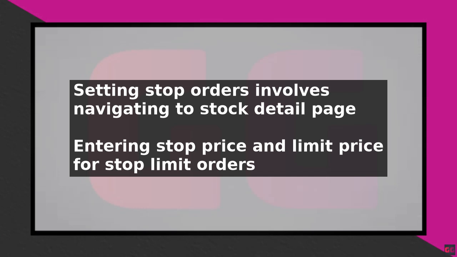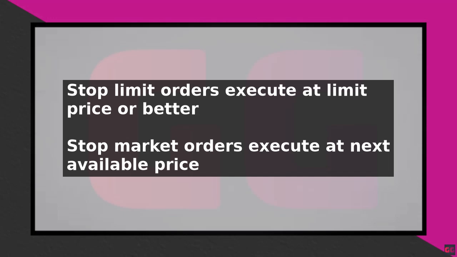For example, if you own 10 shares of a stock currently trading at $50 and you set a stop loss order at $45, if the stock falls to $45, the stop order will be triggered and the stock will be sold at the next available price. This can help limit your potential losses if the stock continues to fall.